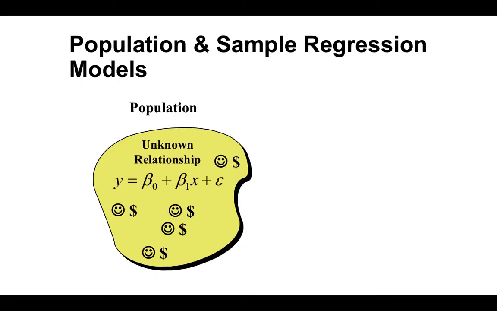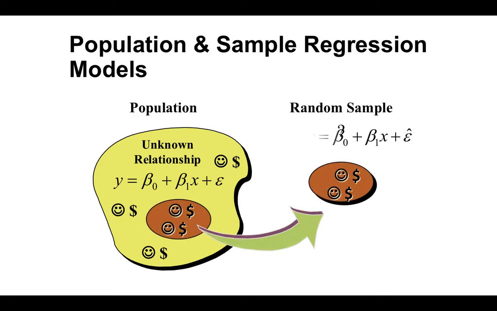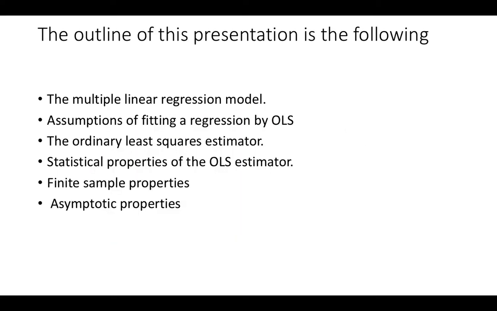Now, what we do in regression analysis is we try to study a relationship which exists in a population based on a representative sample which is drawn from that population, and the estimates of the regression coefficients are made from the sample. So the sample should be as representative as possible and it should be unbiased.